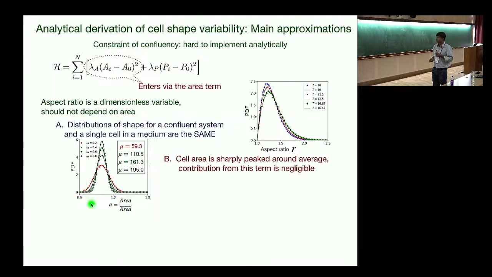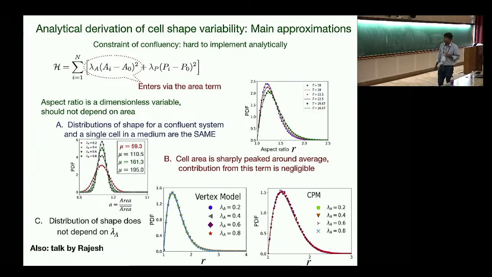This is the PDF of the area distribution, and the mu can be really, really large, so it's a very sharply peaked function. But more importantly, when we change this lambda a, if this term is really crucial, we should get that the distribution of the aspect ratio varies with varying a. What we find is something quite different. As we vary lambda a, the distribution of the aspect ratio does not change at all. They fall on top of each other. And if you were at the talk by Rajesh yesterday, he also showed that this area constant is not crucial for the aspect ratio.